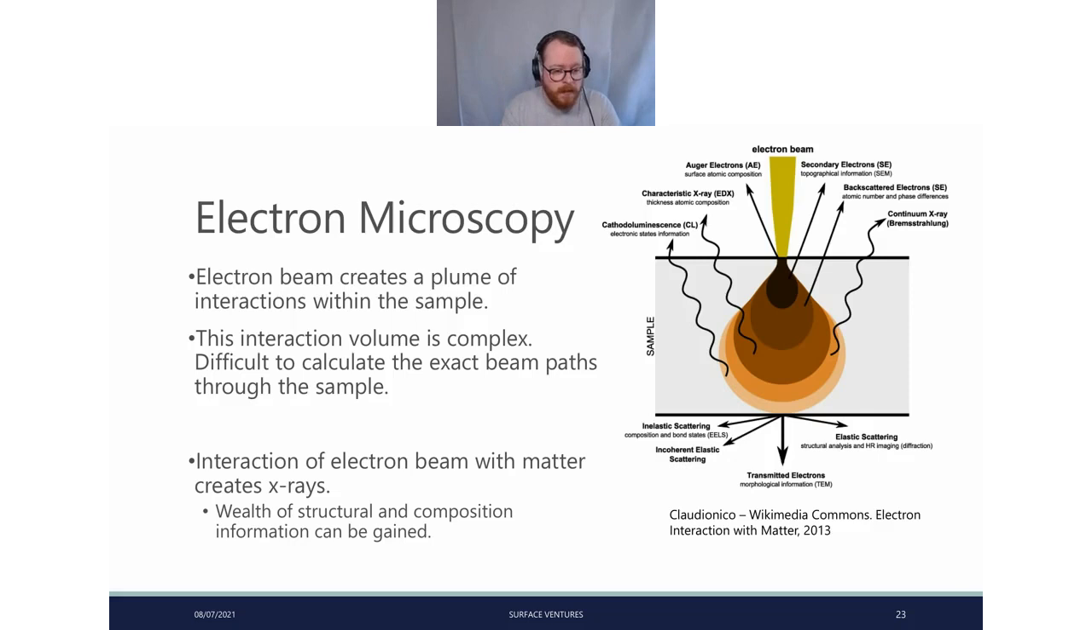This interaction volume is complex. There are some papers that are mapping out the path of the electrons through materials. This is extremely difficult, however. Generally, for any of our spectroscopy generated from electron microscopy, we're looking at the X-rays generated from this, or inelastic scattering, or scattering of those electrons themselves.